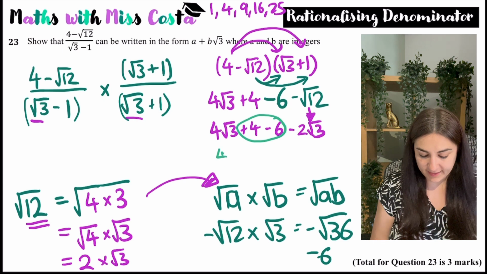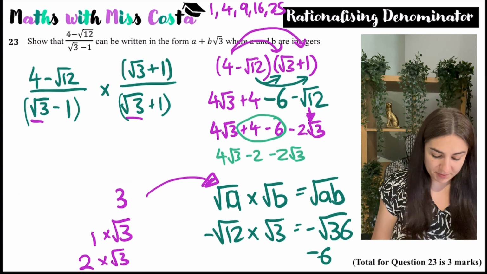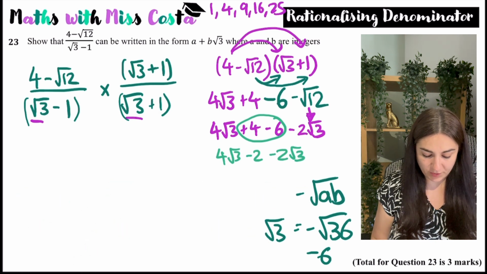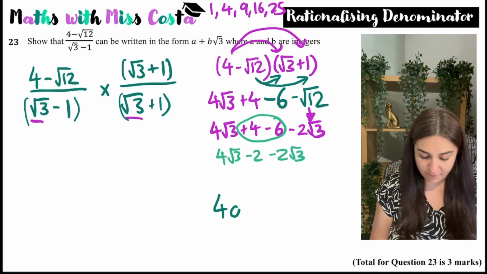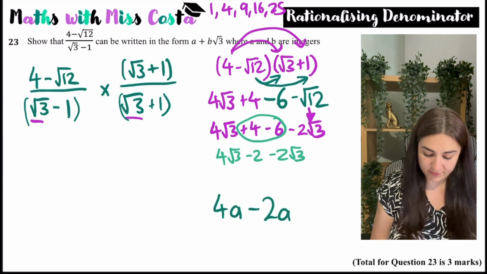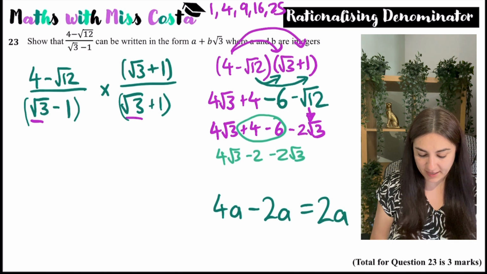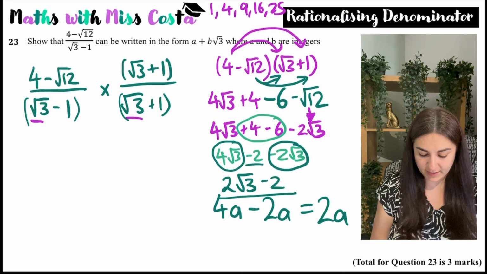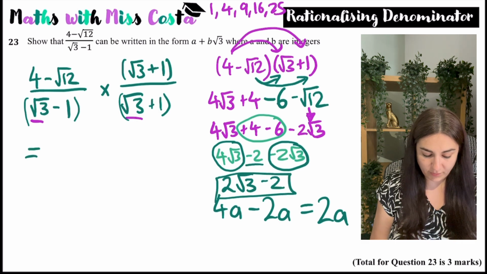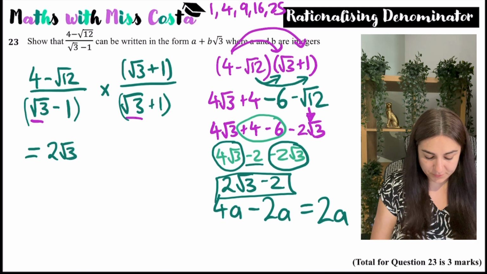Then I could collect the integers. So that would be 4 root 3. 4 take 6 is minus 2. And then when you're simplifying thirds, as in when you're collecting the like terms, you can just treat them like algebra. So 4 root 3 take away 2 root 3 is the same as saying 4a minus 2a. What would that give you? It would be 2a. So therefore 4 root 3, take 2 root 3 is going to be 2 root 3, and you're left with a minus 2. So your numerator simplifies to 2 root 3 minus 2.